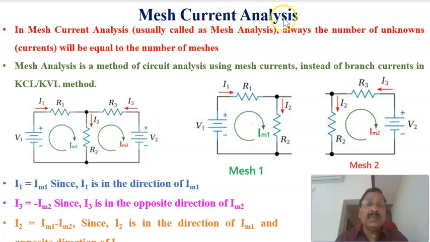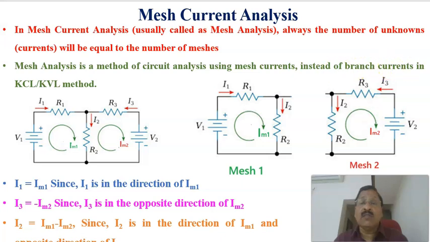Now let us see mesh current analysis, usually called mesh analysis. The number of unknowns, here the unknown currents, will be equal to the number of meshes. The circuit is shown here. It's a very simple circuit in which there are two meshes, mesh 1 and mesh 2, marked. Here are resistances R1, R2, R3 and the two voltage sources V1 and V2. This is a two-mesh electric circuit.